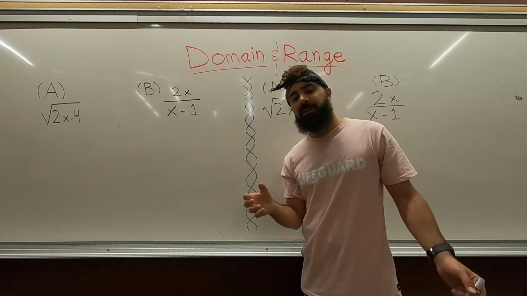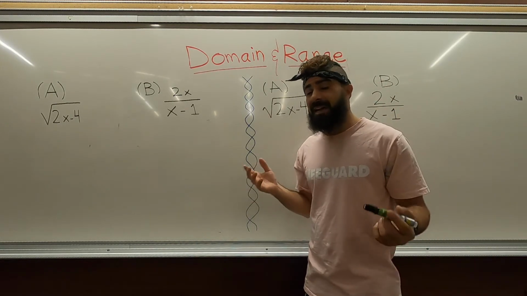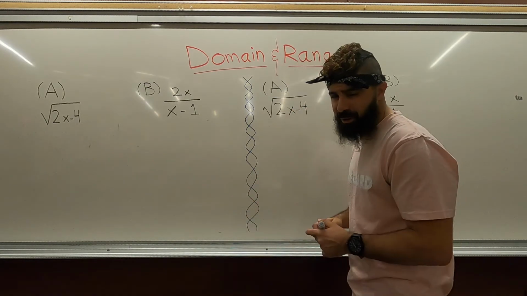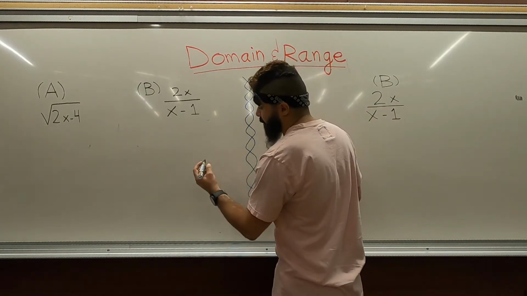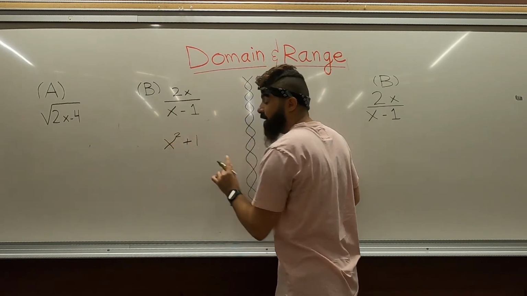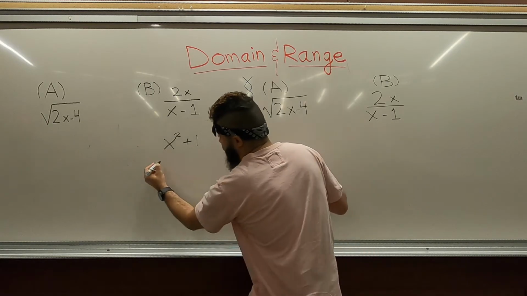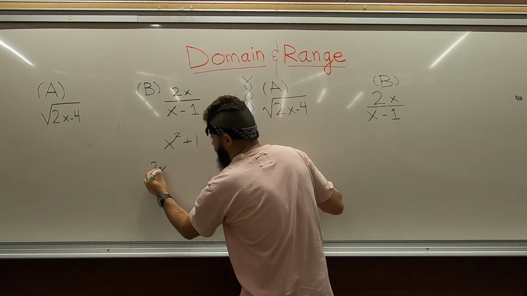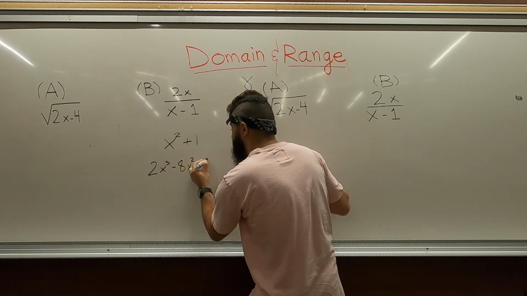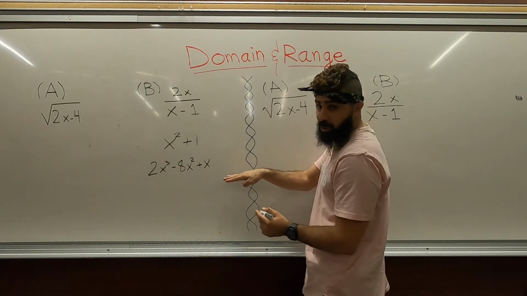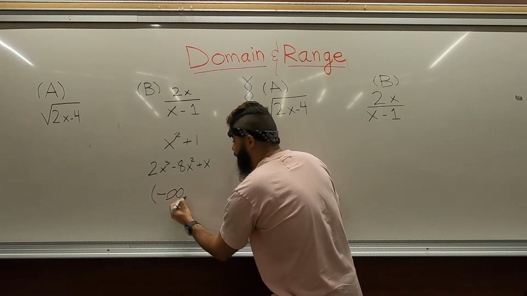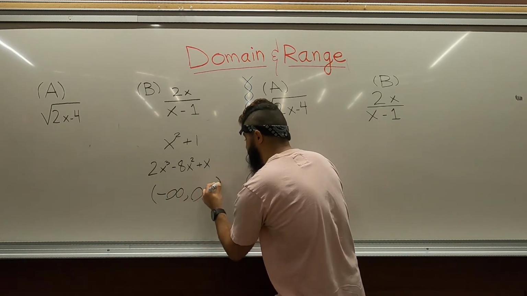Now the domain is always the x values that you're allowed to plug in to get an answer. It's usually all real numbers for a lot of the polynomials that you're used to. For example, x squared plus 1, the domain is all real numbers. Let's say 2x cubed minus 8x squared plus x, the domain is still all real numbers. And by that, we just mean all the numbers from negative infinity all the way to positive infinity.